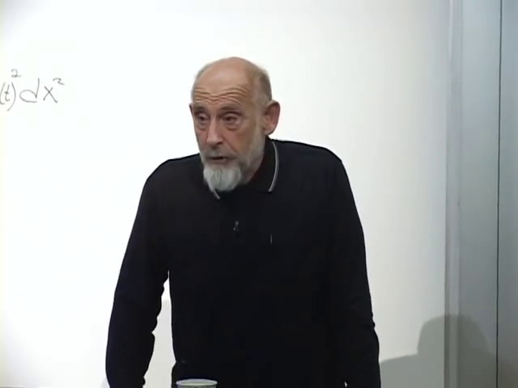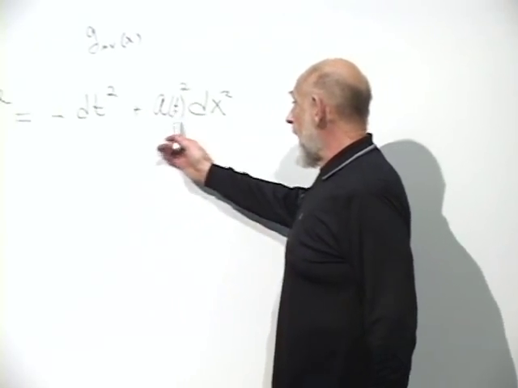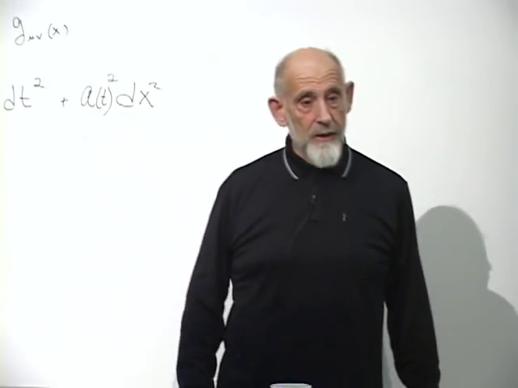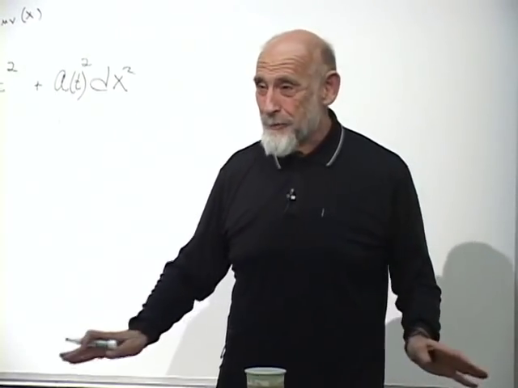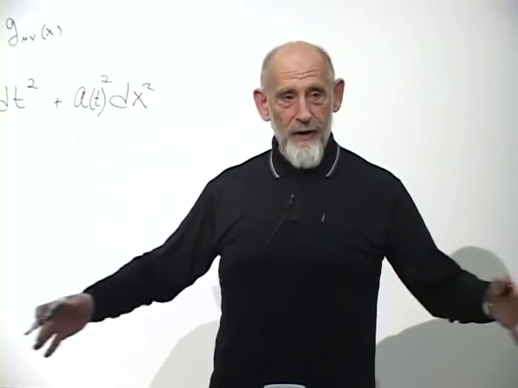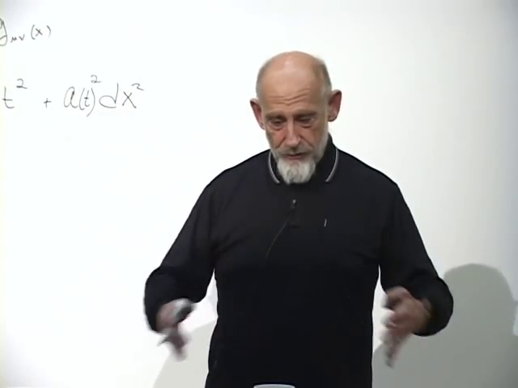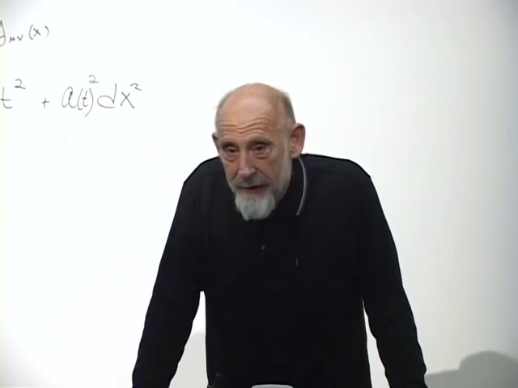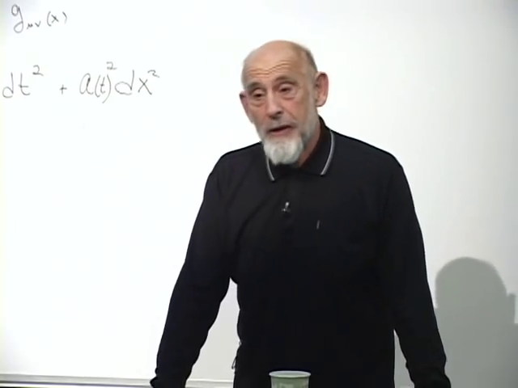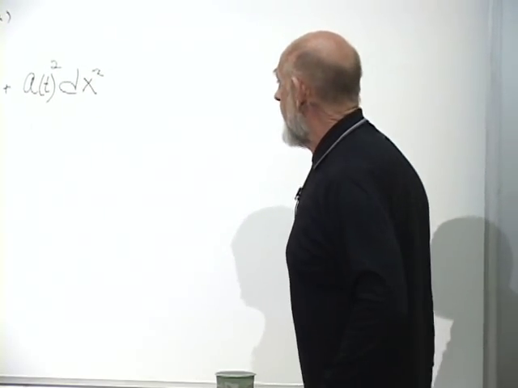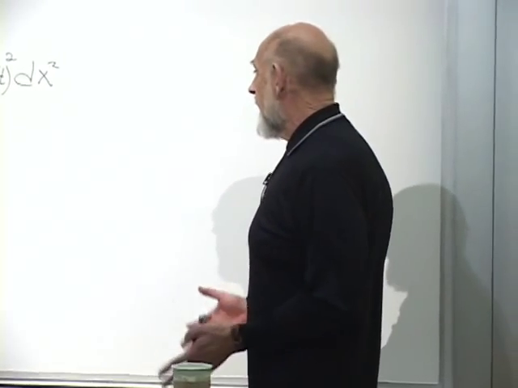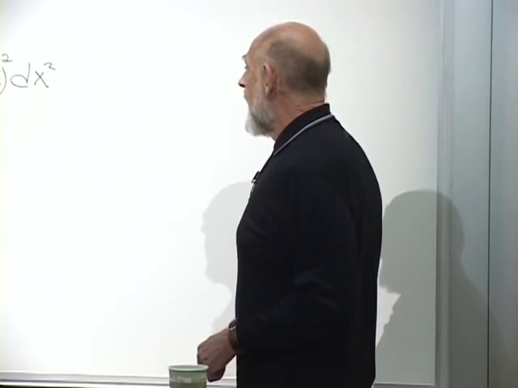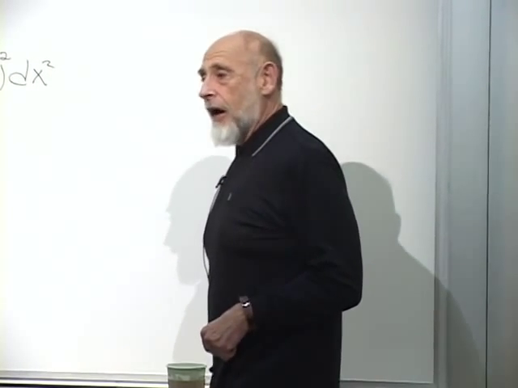This is a non-trivial geometry. It has space-time curvature. Unless A is constant, and if A is constant, then it's just good old flat space. If A is varying with time, maybe just expanding, that's enough to make the space-time not flat. Space may be flat, but space-time is a different story. So expanding space-time is a new kind of geometry. Okay, now let's write down Einstein's equations.